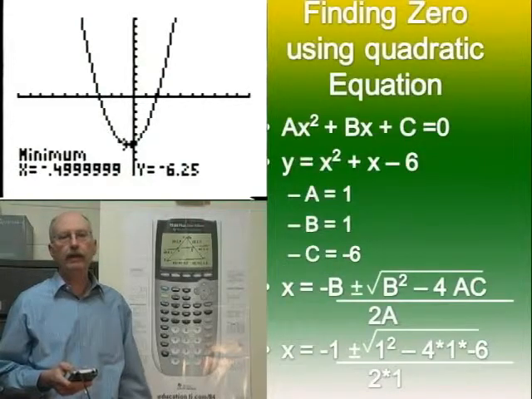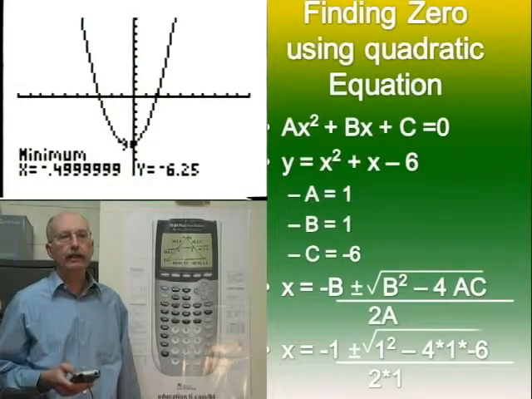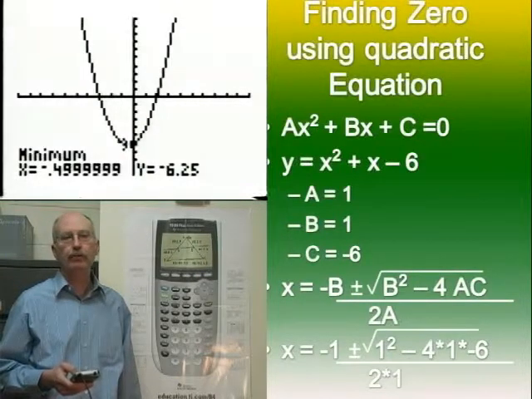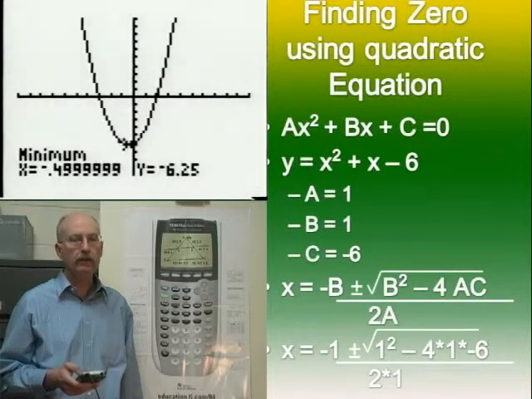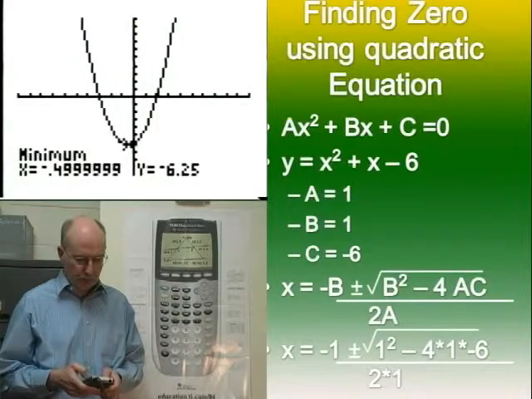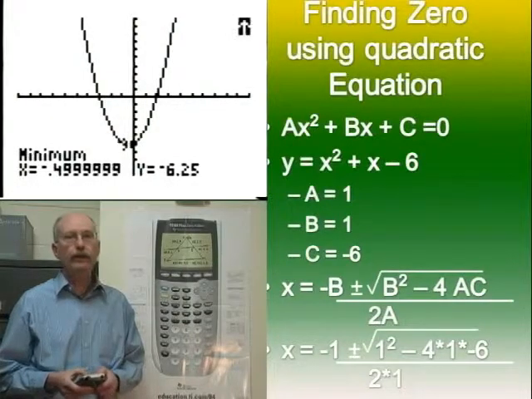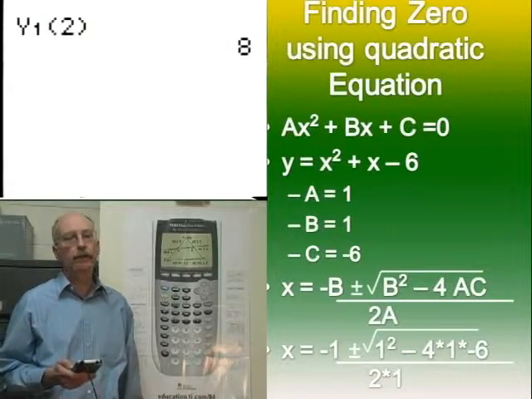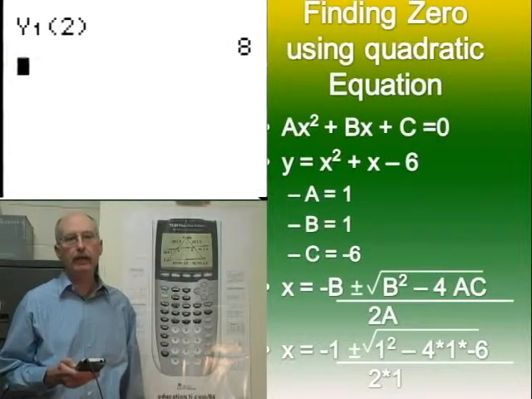Now, of course, we could have done that calculation the old way. You remember doing quadratic equations using -b plus or minus the square root of b squared minus 4ac? We could do that by going to the home screen. So we'll hit second quit. And in this case, our a was 1, our b was 1, our c is -6.